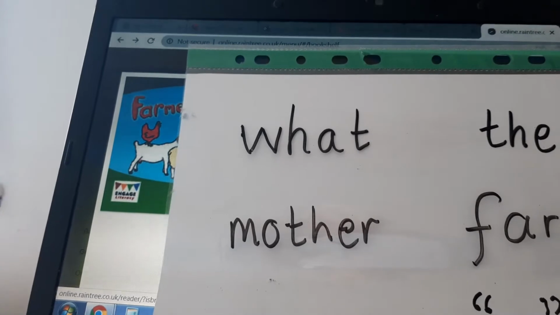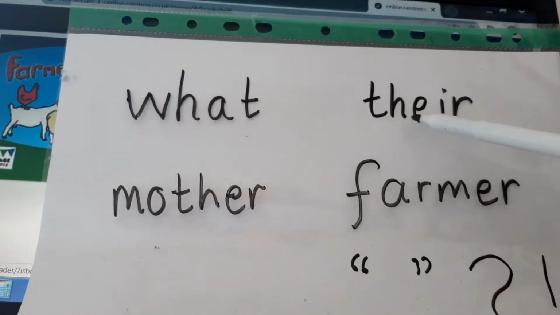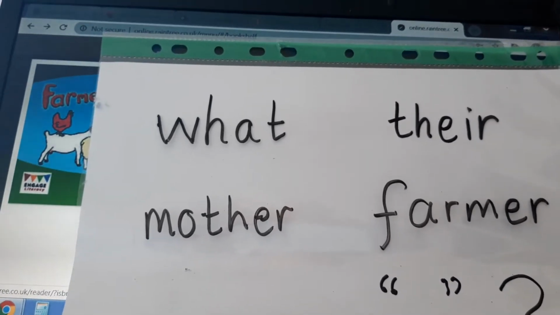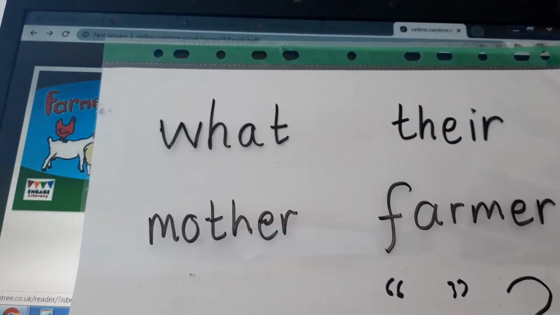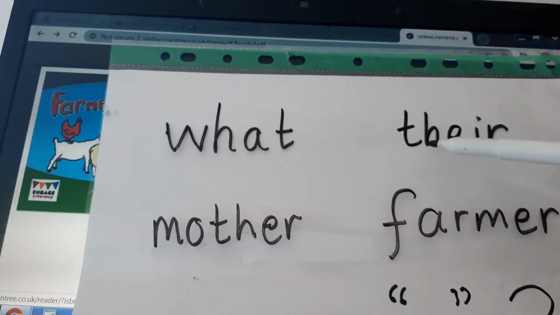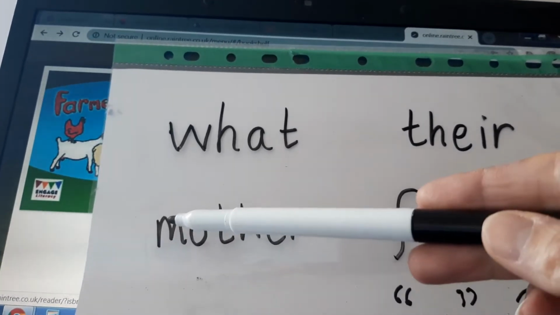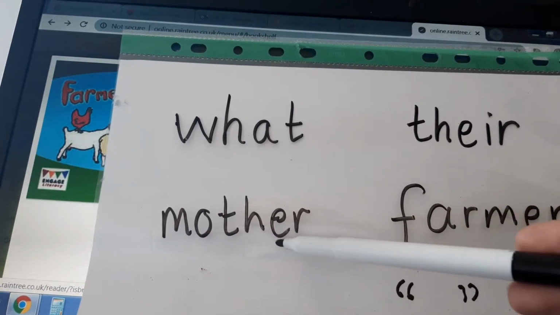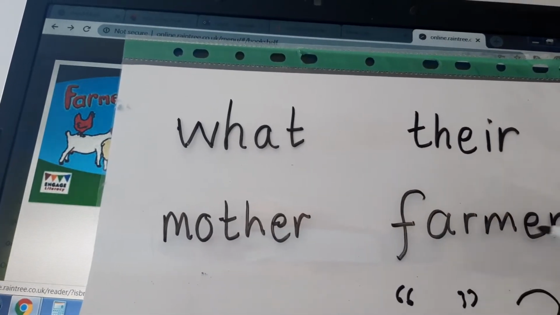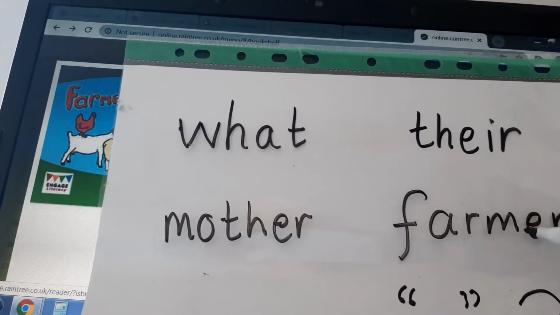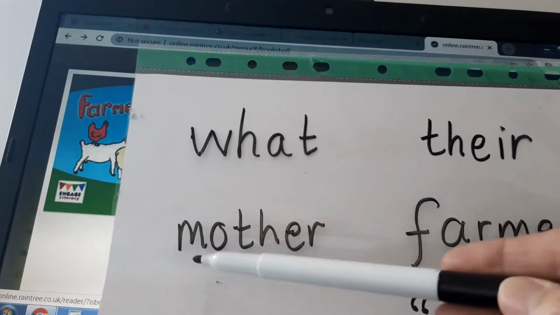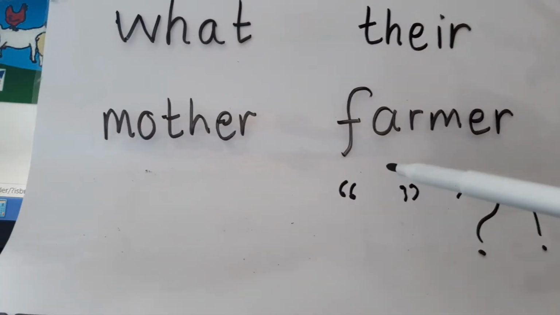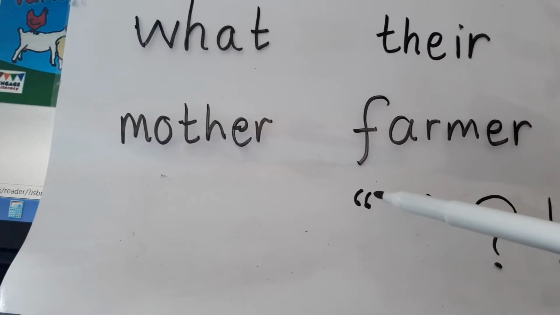There. This is a new word. I don't think we've come across this one before. There. Their. It means it belongs to somebody. Like their house is really big. There. This word is a word we might know from other books. Mother. And this one ends the same. Farmer. Farmer. Mother.